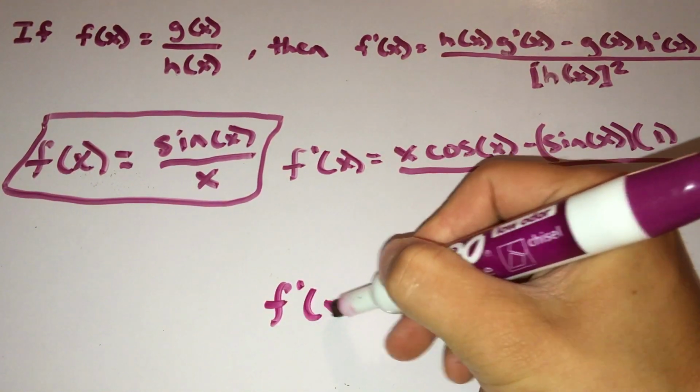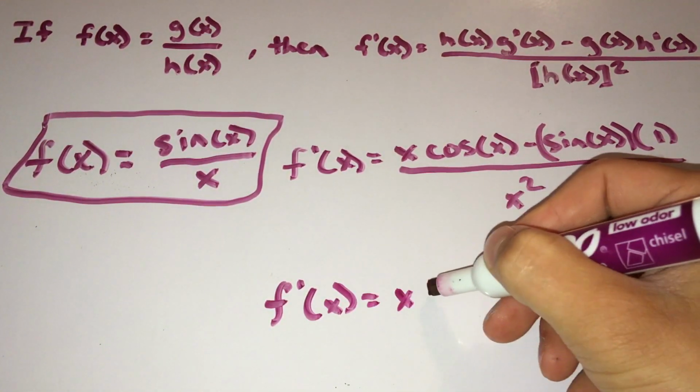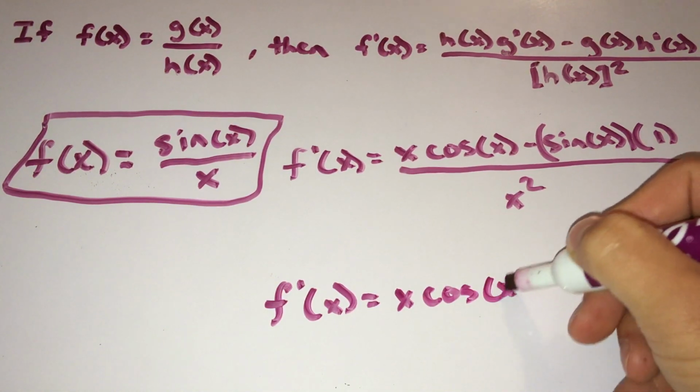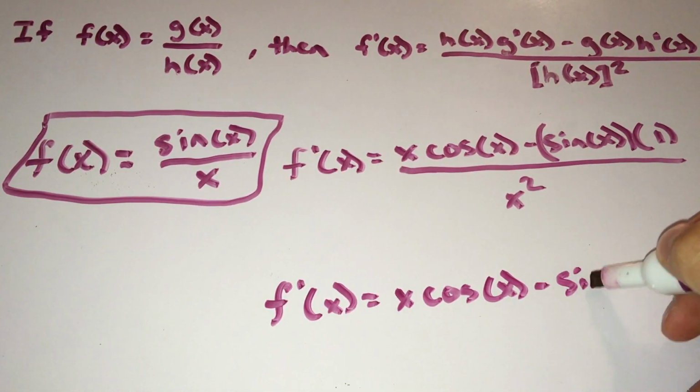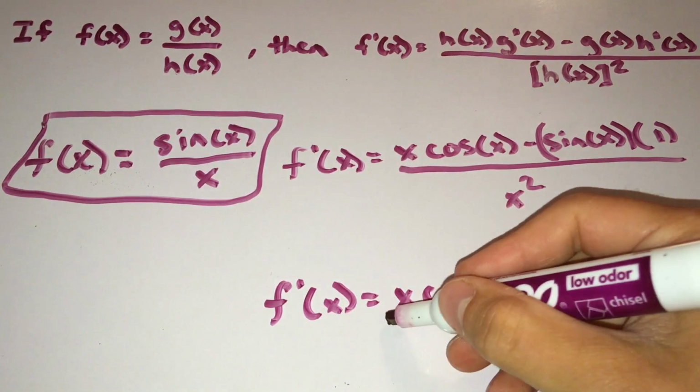And this will simplify to be x times cosine of x minus sine of x, all divided by x squared.